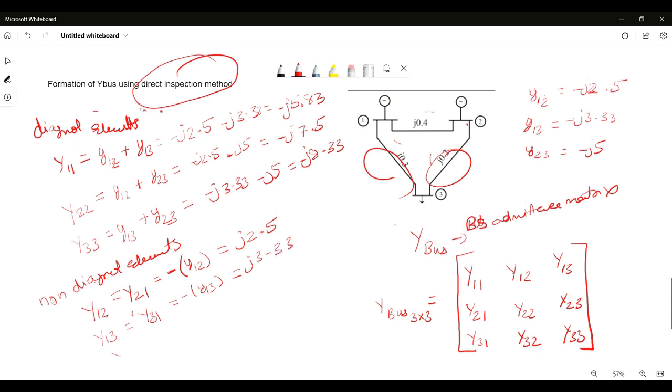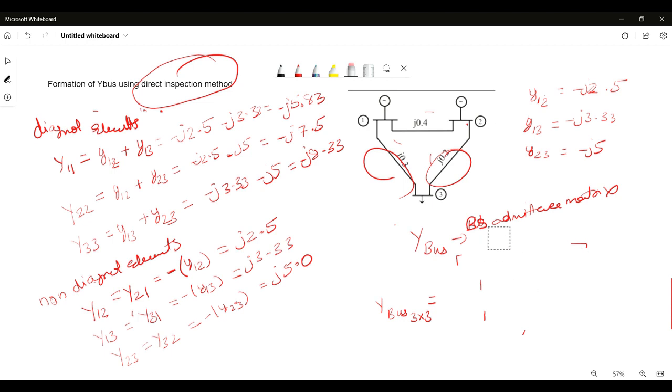So Y11 is minus J 5.833. Similarly, Y12 is equal to J 2.5, and Y13 is equal to J 3.33. We know that Y21 is identical to Y12, so J 2.5, and Y22 is equal to minus J 7.5, and Y23 value is equal to J 5.0.